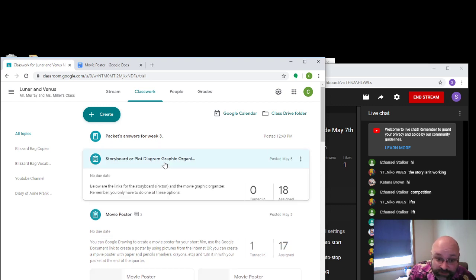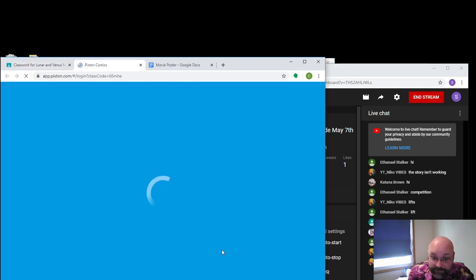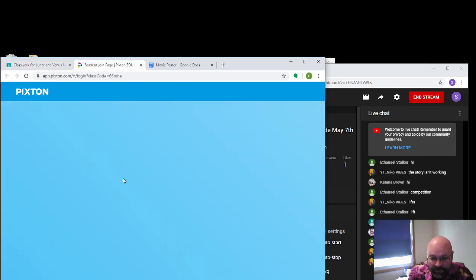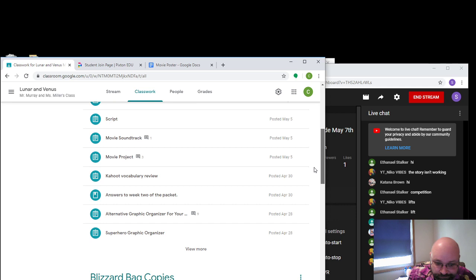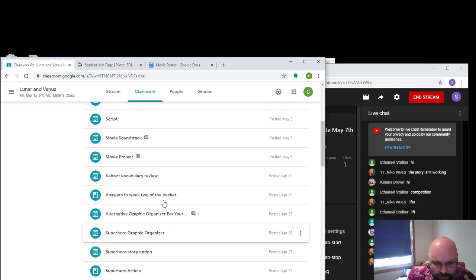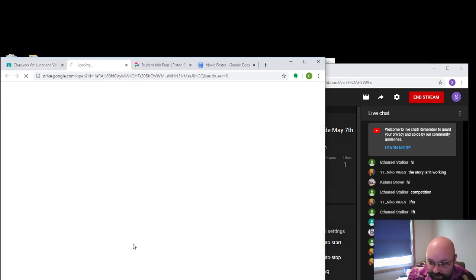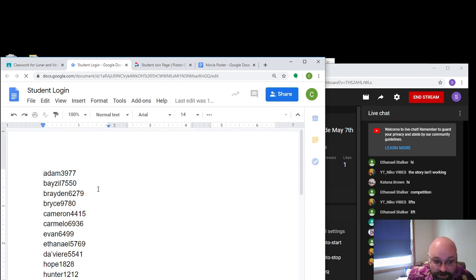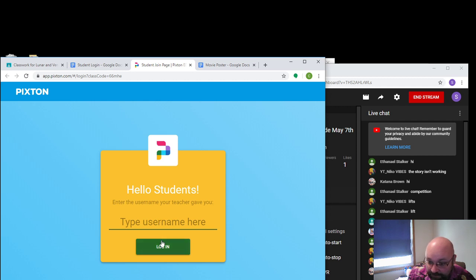Okay, the other one I really want to go over is the storyboard and the plot diagram. For this part, you don't have to do both. You're just going to do one or the other, right? So if you do the storyboard, that's where you use the Pixton, right? And it's the same login from before. For your login, you would have to go down to the comic option from last week, the create a comic one, and then just click the student login, and that will give you your login there. So just click on your name and then paste that right there.